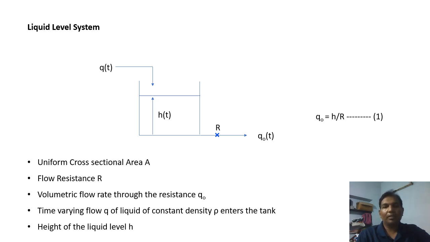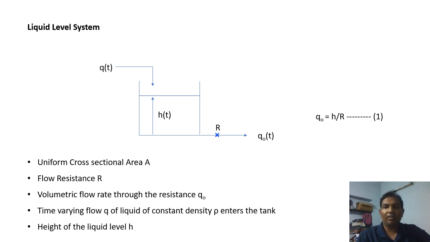So here we have the relationship between the height of the tank and the outlet volumetric flow rate, which is given by the relation Q naught is equal to H by R, where Q naught, as I said earlier, is the outlet flow rate, H is the height of the liquid level inside the tank, and R is the resistance. From this relation, you can see that the height of the liquid is directly proportional to the volumetric flow rate Q naught, and it is inversely proportional to the resistance R.